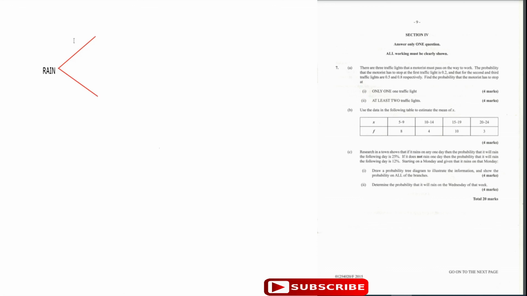So I'm going to write R for rain again. The chance of it raining again, let's say it's 25%. Just want to make sure that's right. 0.25. So if it rained first, then the chance of it raining the next day is 0.25. And then this is now no rain. So I'm going to write NR for no rain. So there's a 75% chance it doesn't rain the other day, right?